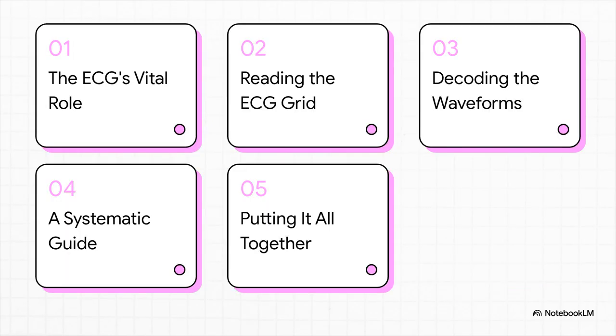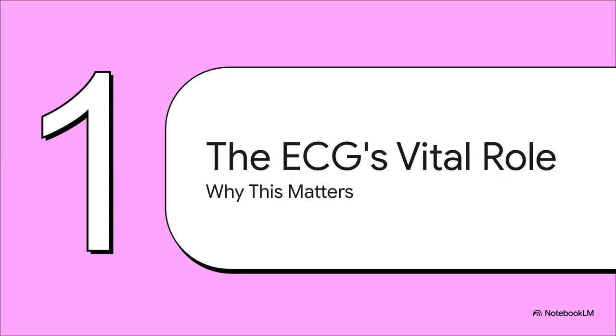So, here's our game plan. First, we'll quickly cover why this is so important. Then, we'll learn to read the ECG grid itself, the language of the heart, if you will. After that, we'll decode the individual waves, lay out our systematic guide, and then finally, we'll put the whole shebang together.